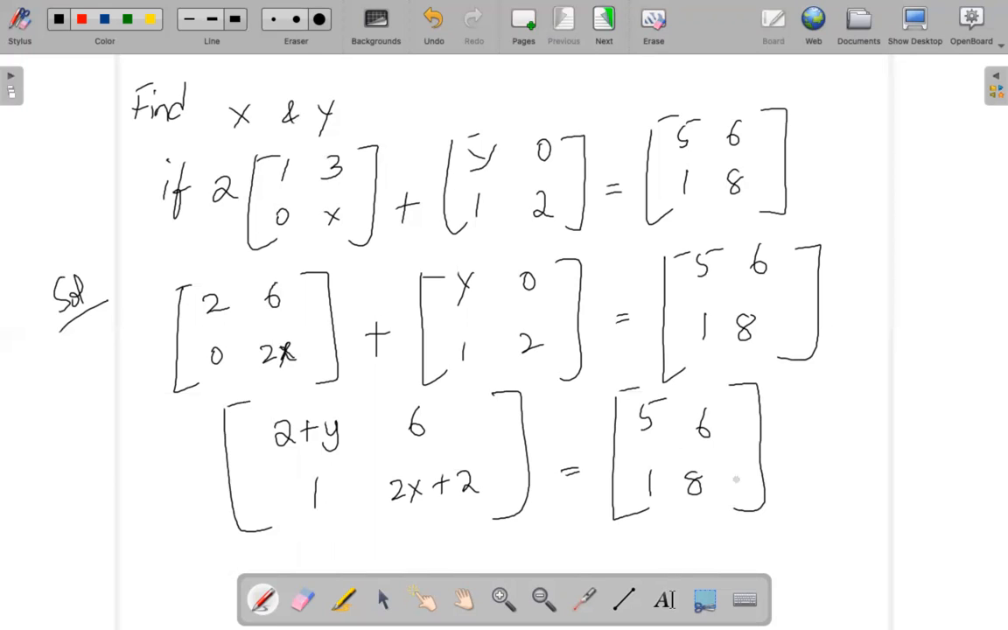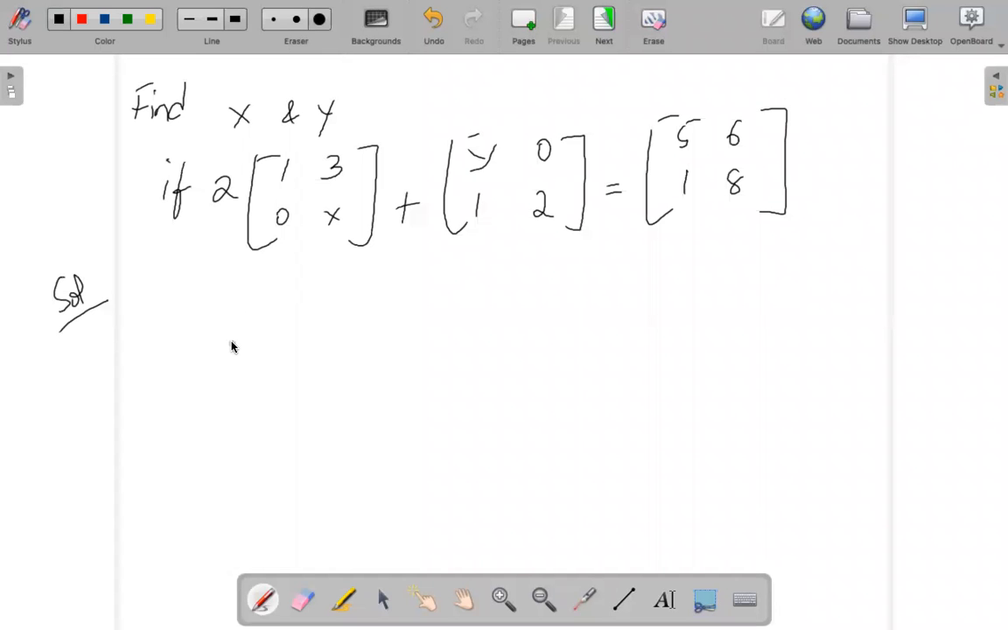Now let us find what is x and what is y. So we will write that as 2 plus y is equal to 5. Comparing the corresponding elements of these two matrices we have, so we get y as 3.